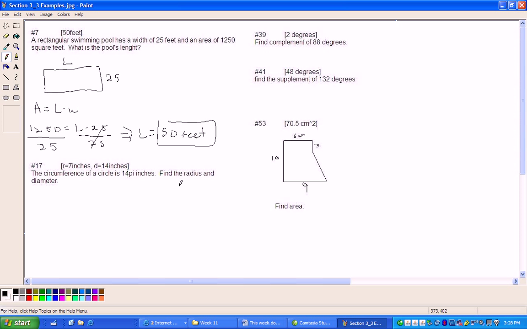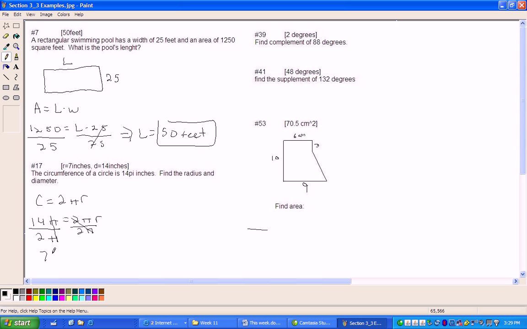So remember, circumference of a circle is equal to 2 pi r. If they tell us the circumference is equal to 14 pi, then we have to solve for r, right? 2 pi r. So to solve for r, we divide both sides by 2 pi. Divide 14 pi by 2 pi. Here the pi's cancel, and we get 14 divided by 2, which is just 7. So r is equal to 7.